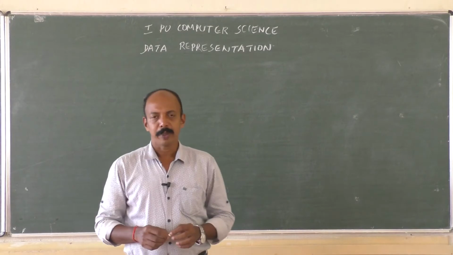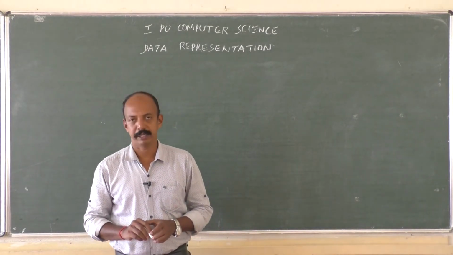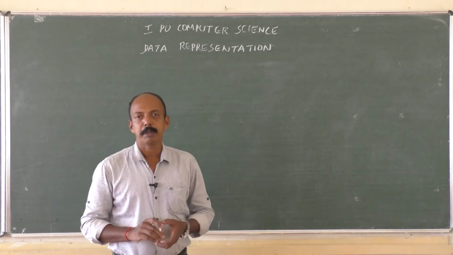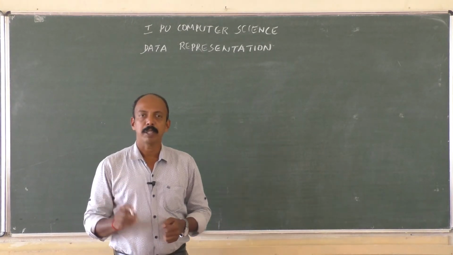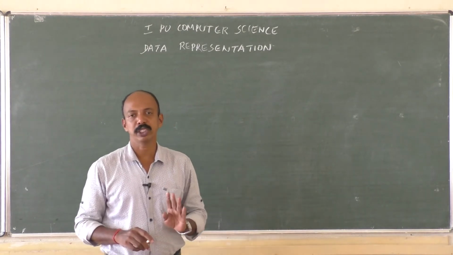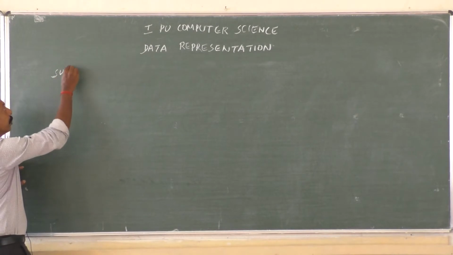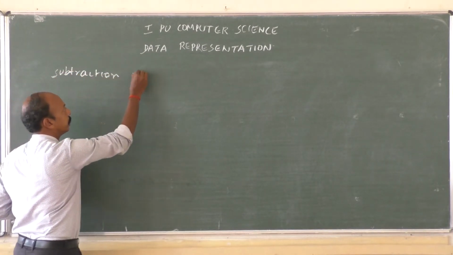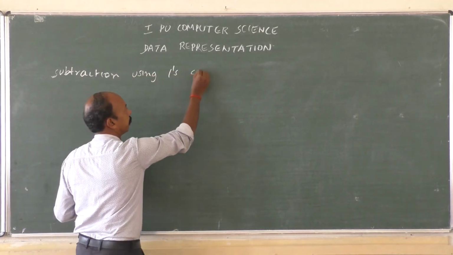In the last class we have seen subtraction using one's complement, right? Of course we have seen subtraction using one's complement, but where we have subtracted a smaller number from a larger number. So, subtraction using one's complement.